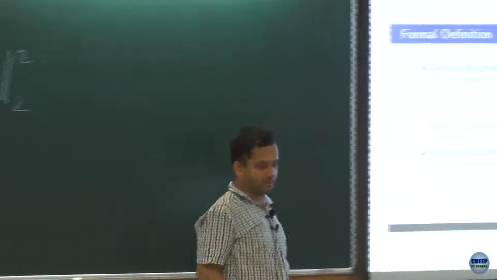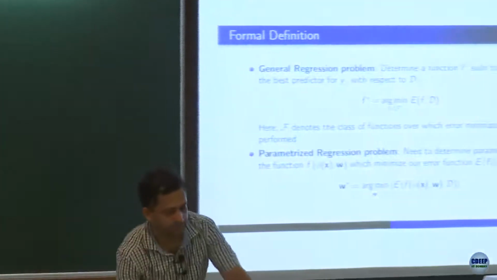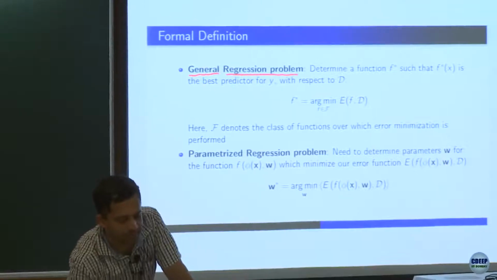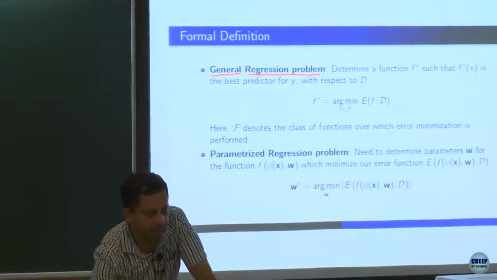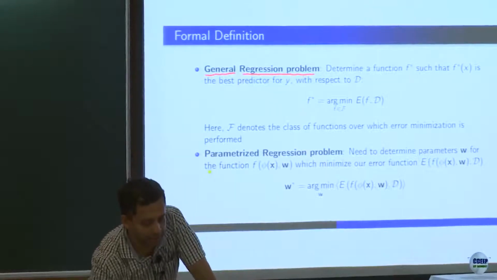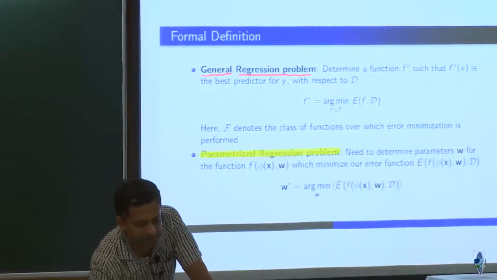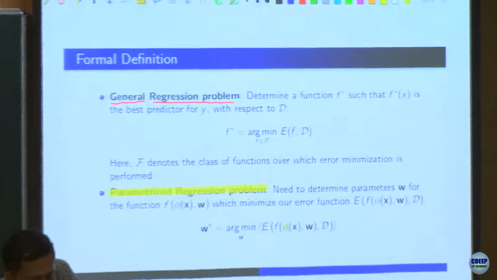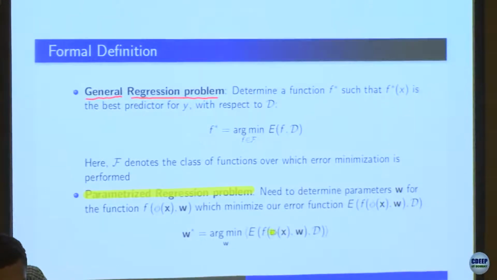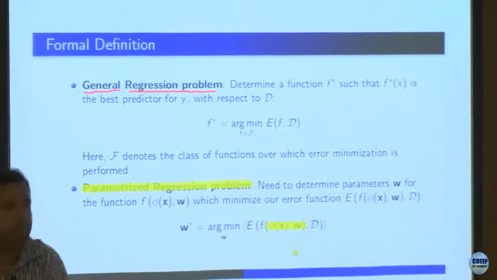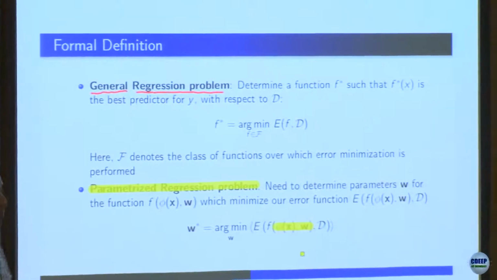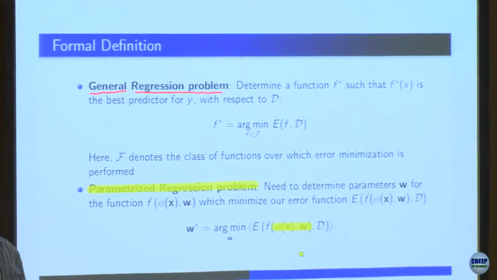We are looking at the more specific one, the general regression problem. And what we are doing is we are parameterizing the regression problem. And what does parameterization mean? Meaning that f is now considered a function of w, and you're finding the w that minimizes the error function. So you're constraining the search space of f.